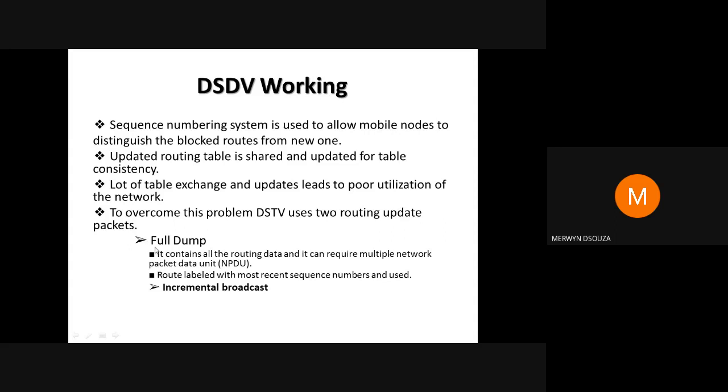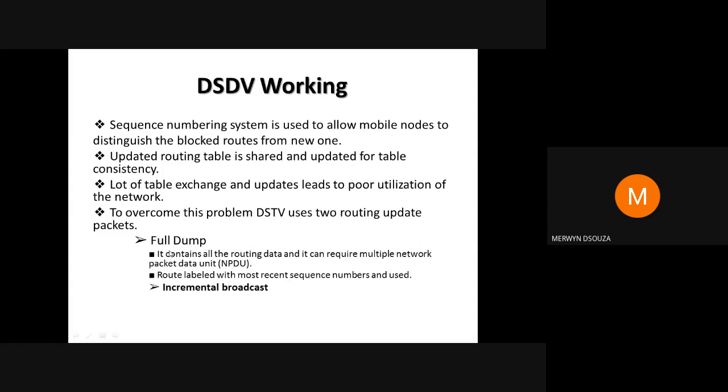One was known as a full dump packet. In a full dump, it would contain all the routing data, and it would use multiple packets, known as multiple network protocol data units, NPDUs. Then the sequence numbers that were most recent were used. Only those entries were updated in the node's routing table that had the most recent sequence number.